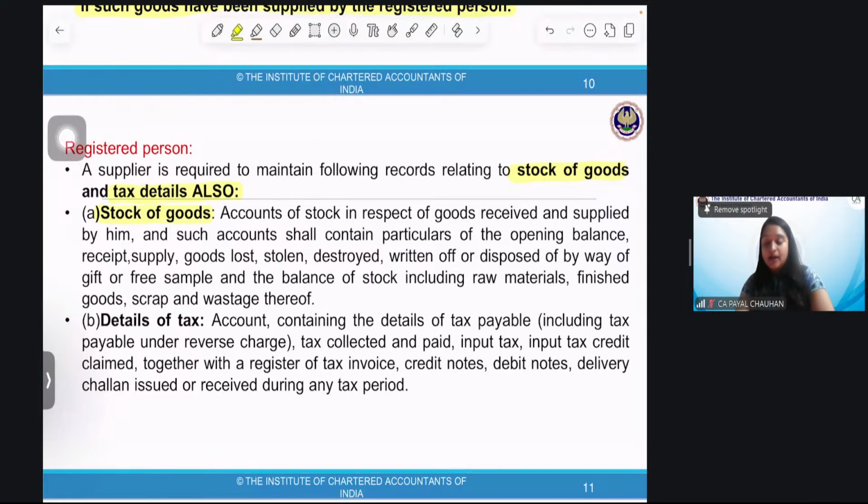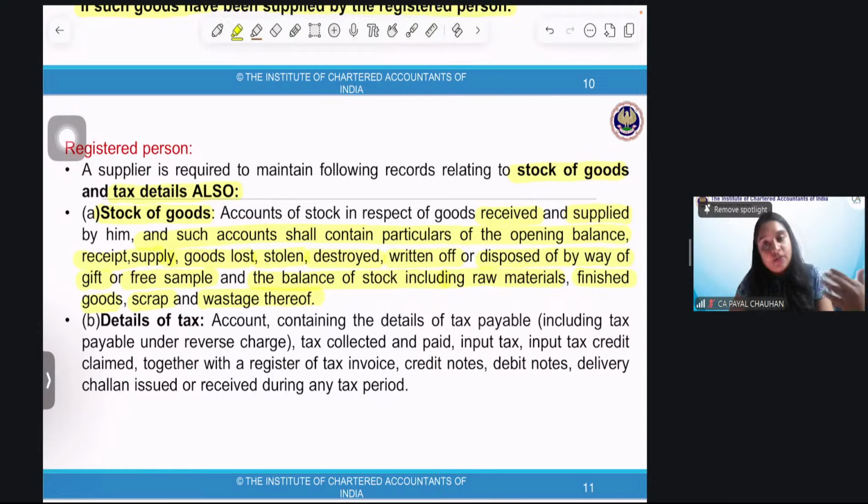Stock of goods: accounts of stock in respect of goods received and supplied by him. That is how much I have received and how much I have supplied. Each account shall contain particulars of opening balance, receipt, supply, goods lost, stolen, destroyed, written off, disposed of by way of gift or free sample, and the balance of stock including raw material, finished goods, scrap, and wastage thereof. This is many a times asked topic.